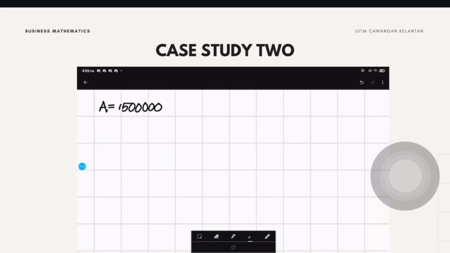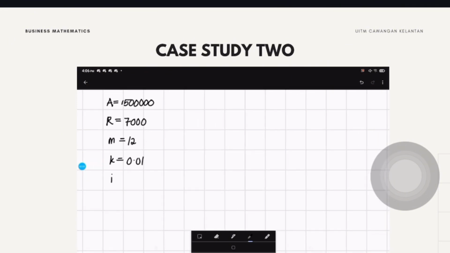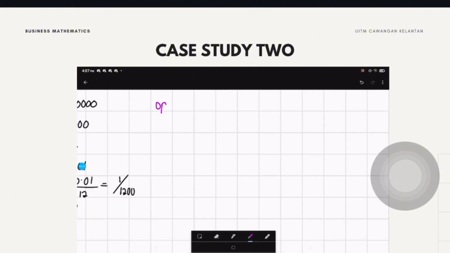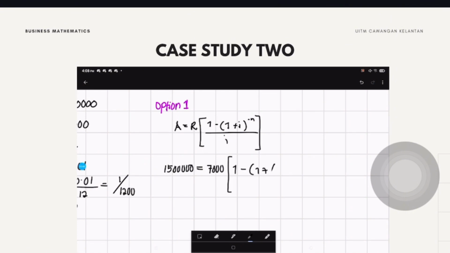For the first question, A is 1,500,000, R is 7,000, M is 12, K is 0.01, I is 1 over 1,200. Now for this question, we need to find N. For this question, we use a present value formula. We key in the information in formula as it's shown in the video. Then it becomes 5 over 28 equals 1201 over 1200 to the power of negative n.